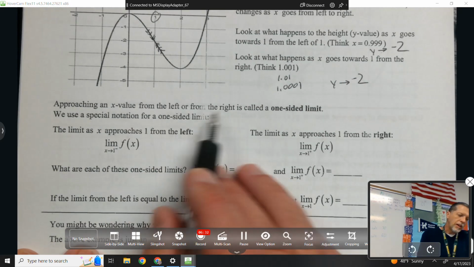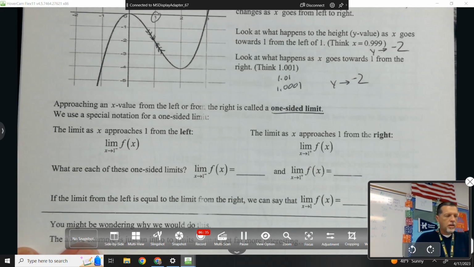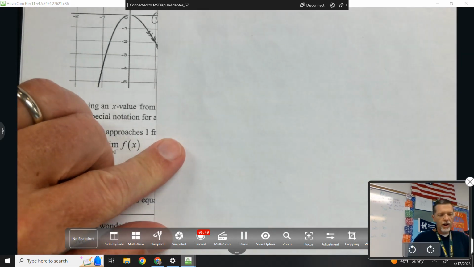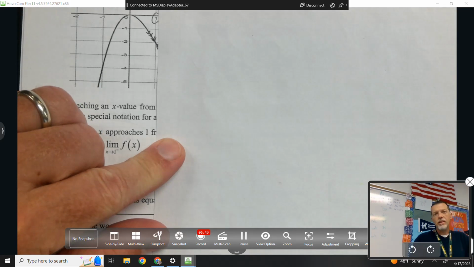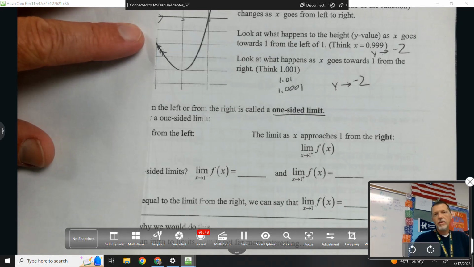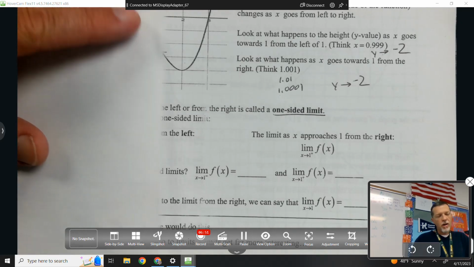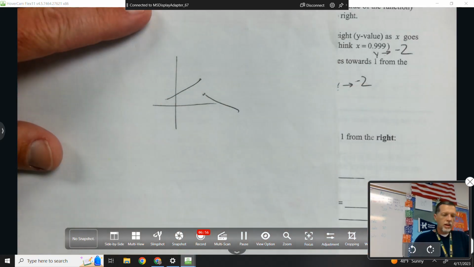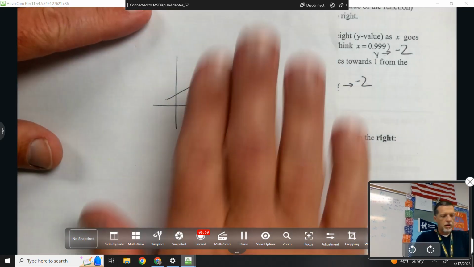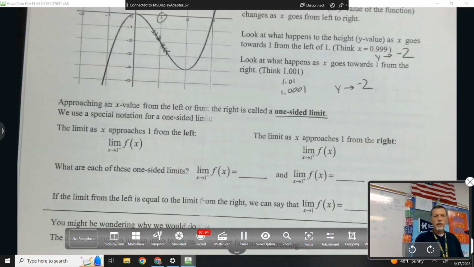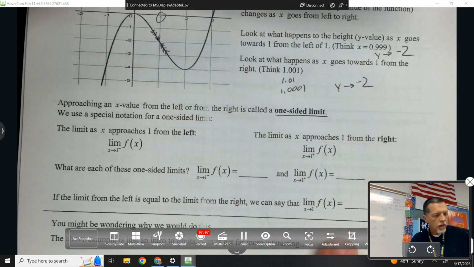Approaching an x value from the left or right is called a one-sided limit. And so when you're coming from the left, you're ignoring the right side. You're only looking at what's happening from the left. And when you're coming from the right, you ignore the left. You're only worried about what it looks like coming from the right. And so maybe already you could realize that if you had a piecewise function, then left and right limits might be different. Where am I headed from the left versus where am I headed from the right? Those are different things. So piecewise is one place where we'll get confused a little bit later.